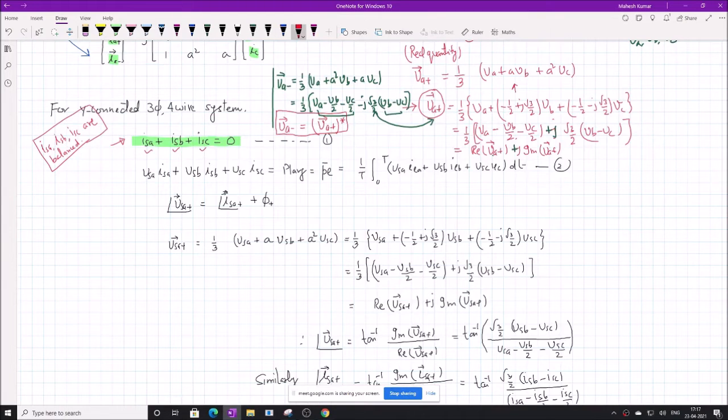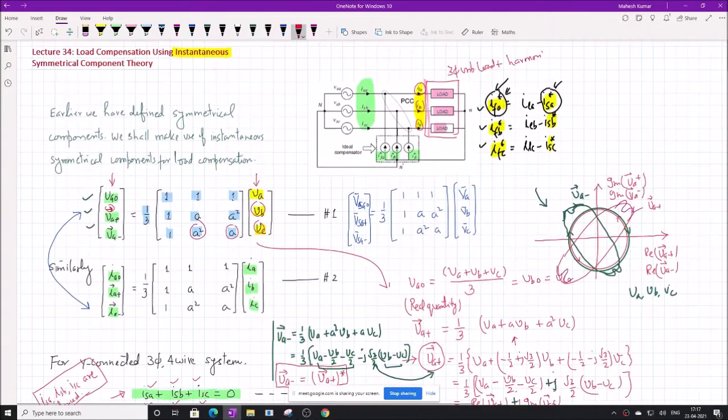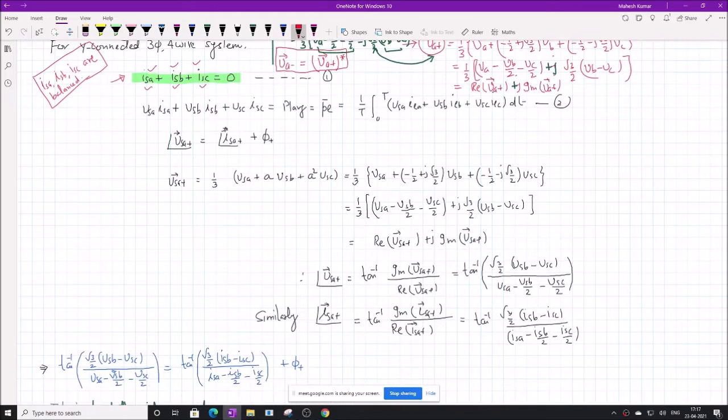So this is one condition, that we don't want any neutral current in the source side, and therefore the summation of three currents ISA plus ISB plus ISC must be equal to 0. What I am saying is that these three currents together must be equal to 0. So there should be no current here. ISN must be equal to 0. If there is any neutral current here, it must go into the compensator here, but not here. Alright, so this is the first condition. Let us call it number 1 here.